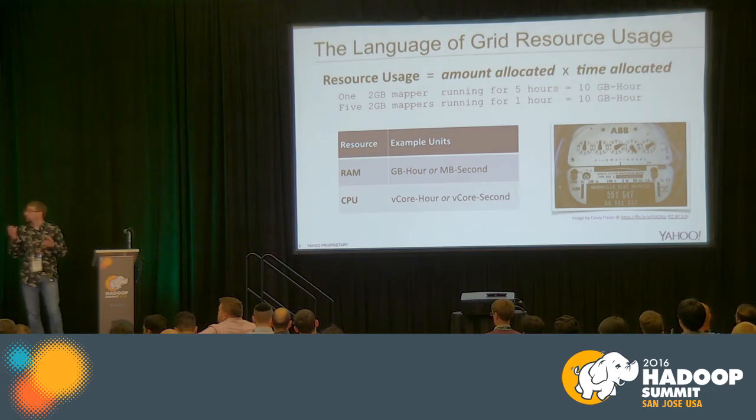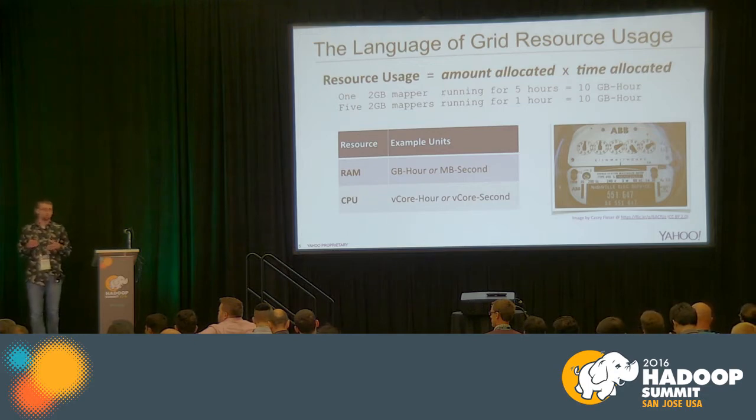Just to give a quick example, if you have one 2 gigabyte mapper running for 5 hours, then you consumed 10 gigabyte hours of memory. If instead you ran 5 2 gigabyte mappers for just 1 hour, then at the end of the day you still consumed that 10 gigabyte hours. Now this is great. It's a concrete billable number we have for that application, and we can aggregate all your apps and have that nice total. But as I'll get to later, it doesn't give us the full picture we need for all of our purposes.